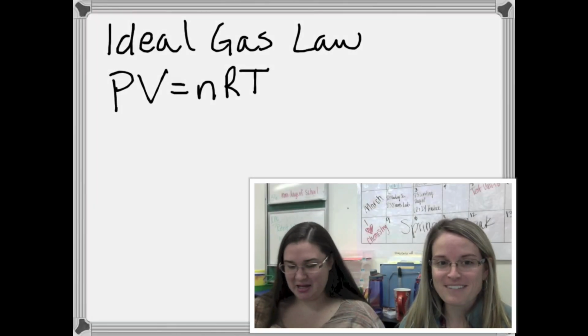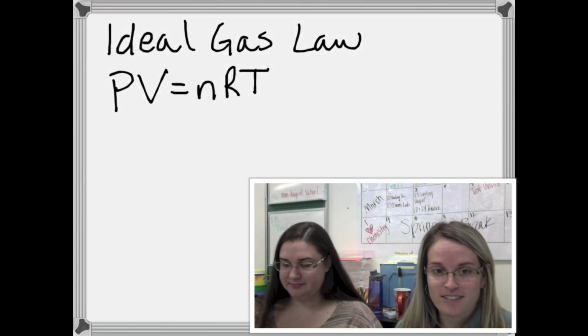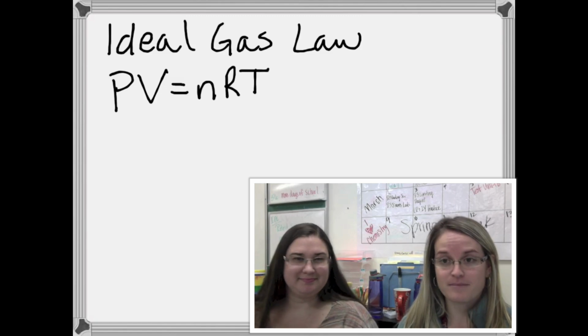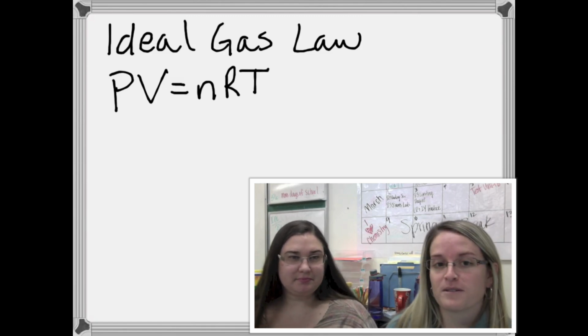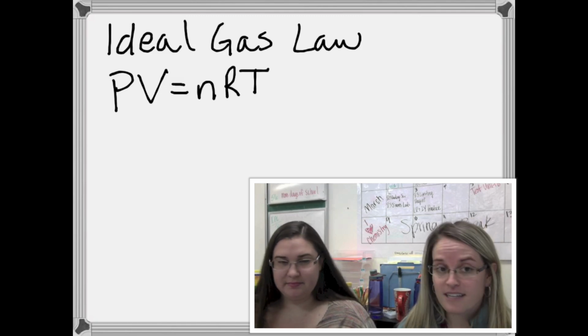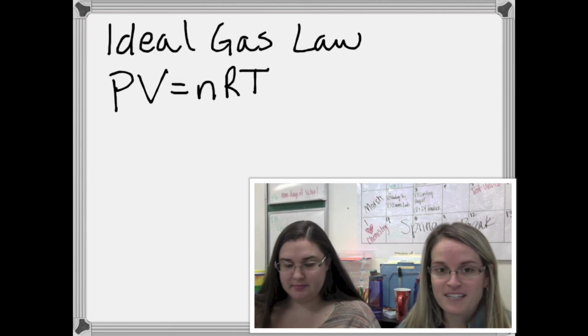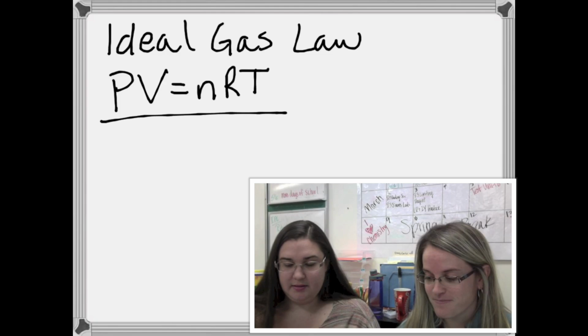All right, so today we're going to talk about the ideal gas law. You just got done talking about using the combined gas law to figure out what you're solving for with Mrs. Copeland and Mr. Thompson. So the ideal gas law is going to be PV equals nRT.